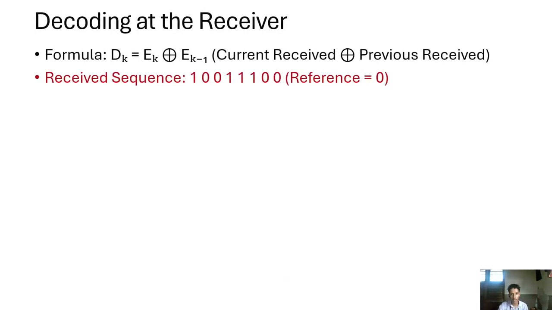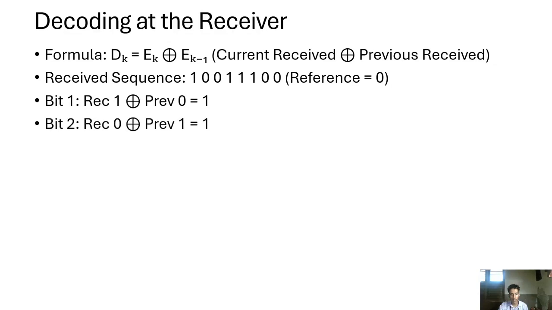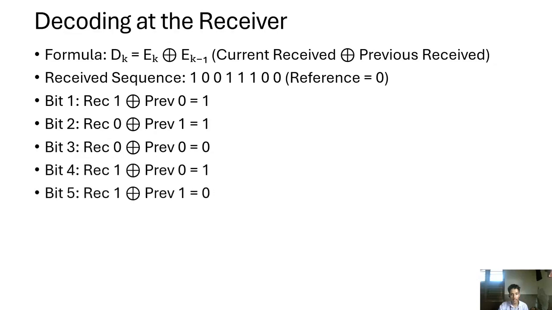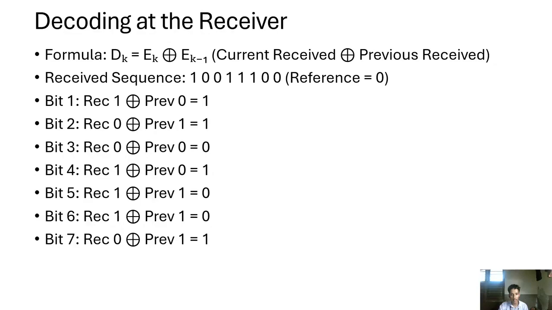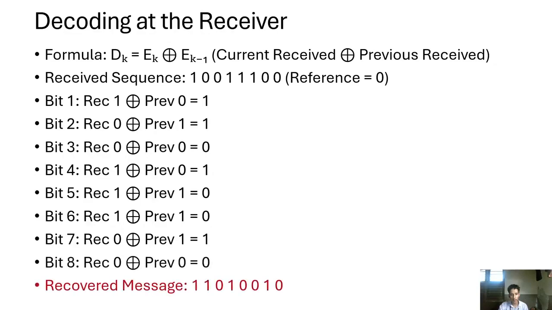Now the signal arrives at the receiver. The receiver applies the exact same XOR logic, but it compares the bit it is currently receiving with the bit it received a fraction of a second ago. For the first bit, it compares the received 1 against the reference bit. They are different, decoding a 1. For bit 2, it compares the received 0 against the previous. They are the same, decoding another 1. By simply comparing the adjacent bits, the receiver perfectly reconstructs our original 8-bit message signal. As you can see, it recovers the original signal.